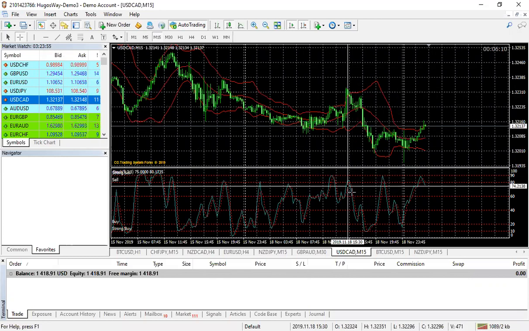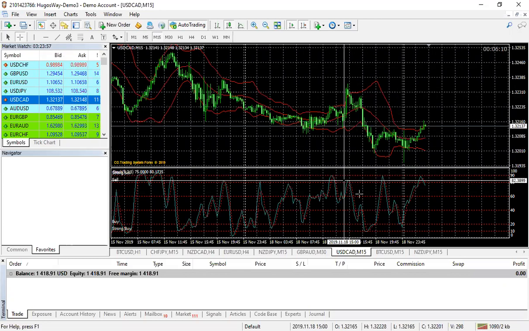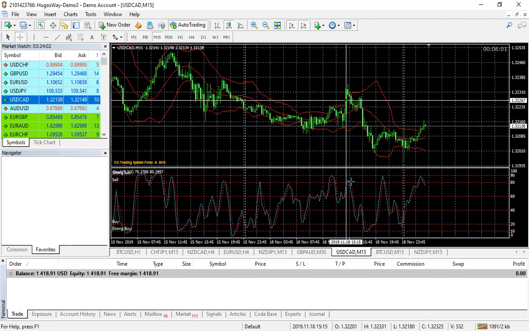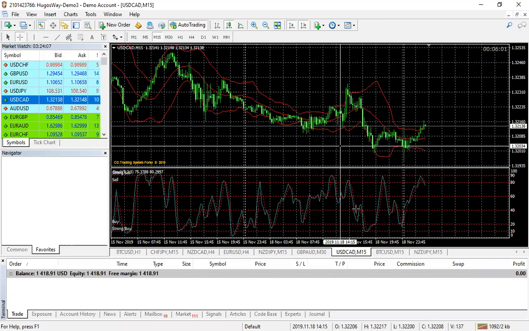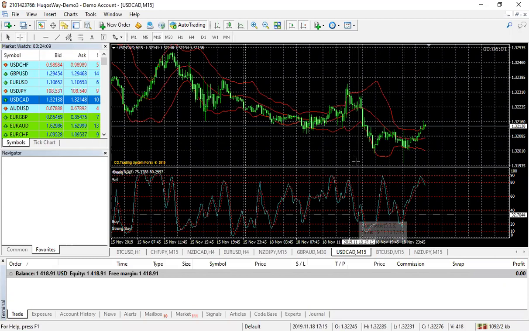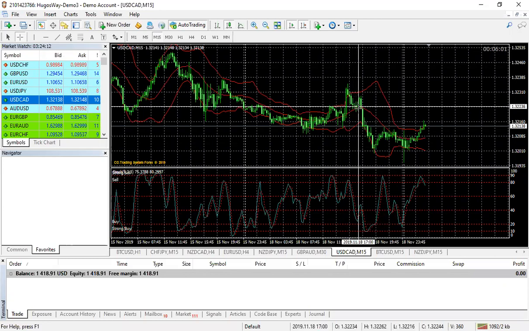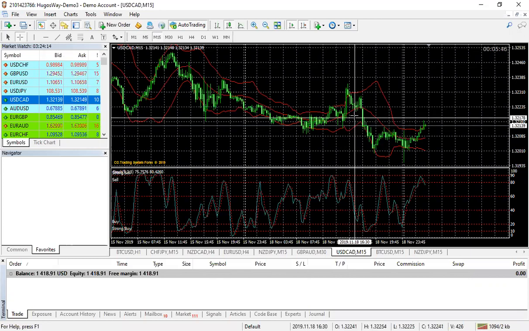The stochastics, the signal line, and I forget the name of the other line, but they crossed. So when you see those cross, you see the peaks there. Same thing with there. That's going to be a good signal to go ahead and ride it down. Comes down to the Bollinger Band, it kind of stalls here.